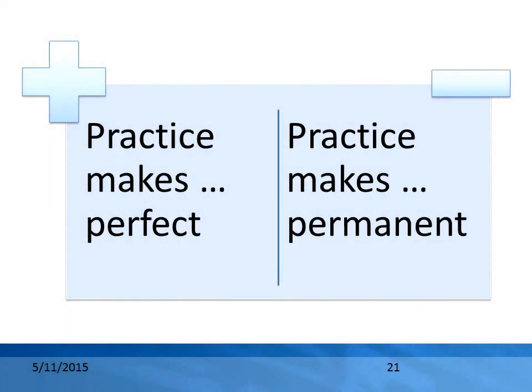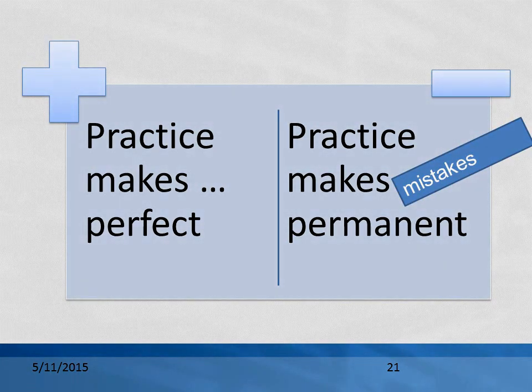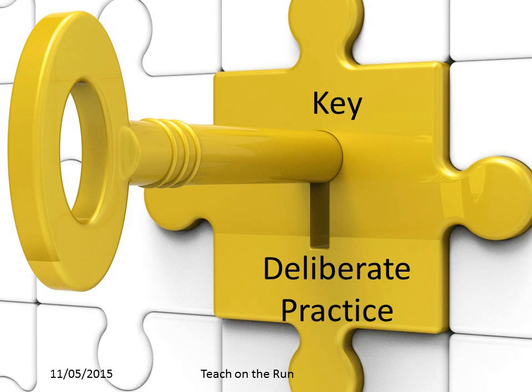Do they get enough practice to acquire the level of skill they need to be experts or masters in their area? Does practice make perfect? Or perhaps, does practice make mistakes permanent? Perfect practice makes perfect. So the key to successful skill development is not just practice, but deliberate practice.